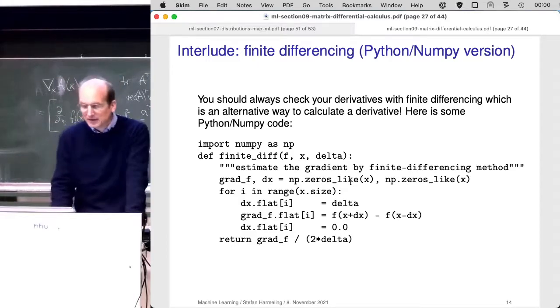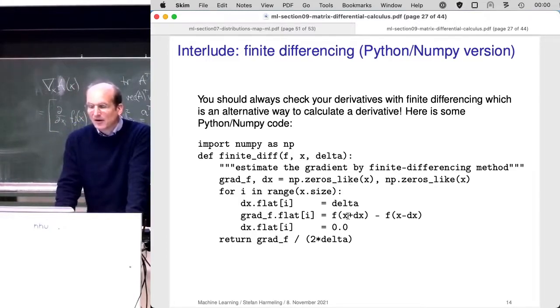So let's think about it. I need to have this offset for my input. So the input must be some matrix of the same shape as the x. That's this np.zeros_like(x). So that's a matrix that contains only zeros. And then I'm iterating over all entries of this matrix, and I'm setting one of the values to delta. Then I do the computation, and then I'm setting the same entry again to 0.